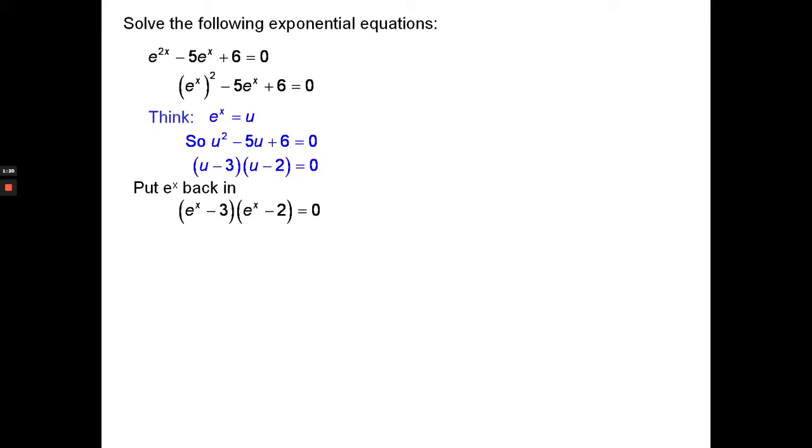So now that we have two factors, we are going to set each factor equal to 0 so that we can solve. So e to the x minus 3 equals 0 and e to the x minus 2 equals 0. Solve each one, so move the 3 to the other side. Now we need to get rid of the power, and we're going to take the natural logarithm of both sides because that is the same base as our e to the x. So we get x equals natural log of 3. We're going to plug that into the calculator and round to 3 decimal places. So we get about 1.099.